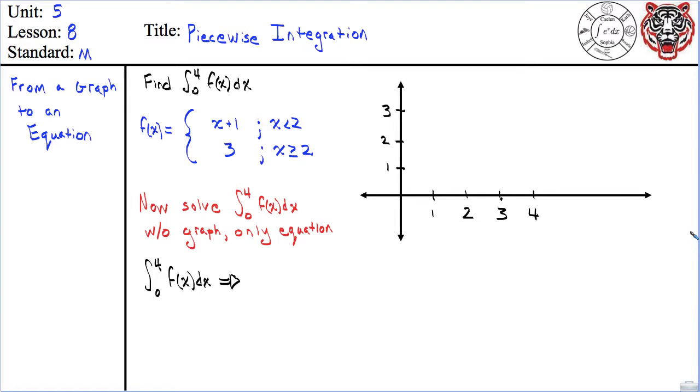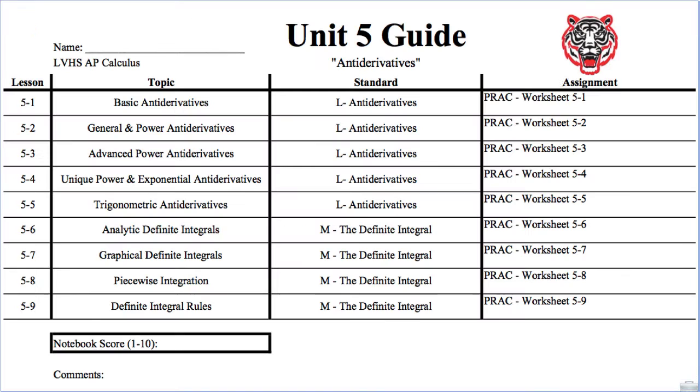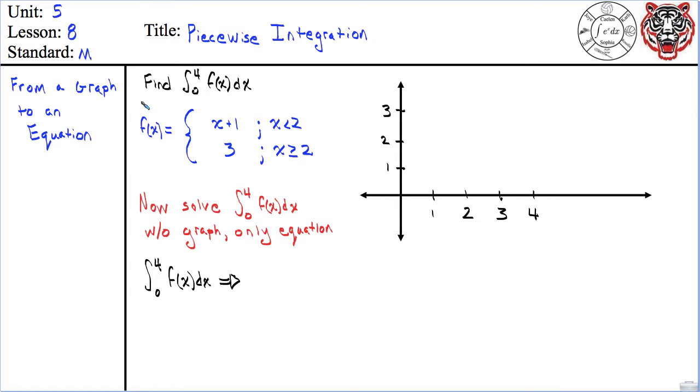All right, this is going to be AP Calculus Lesson 5-8. We're talking about piecewise integration. Where are we in the unit? We are on 5-8. After this lesson, we are one lesson away from finishing the unit. So let's go ahead and do the setup. Go ahead and pause me.